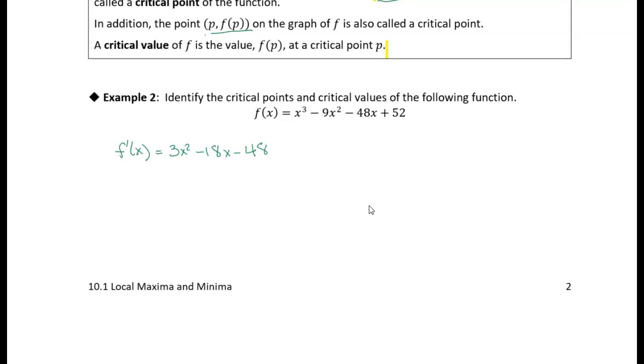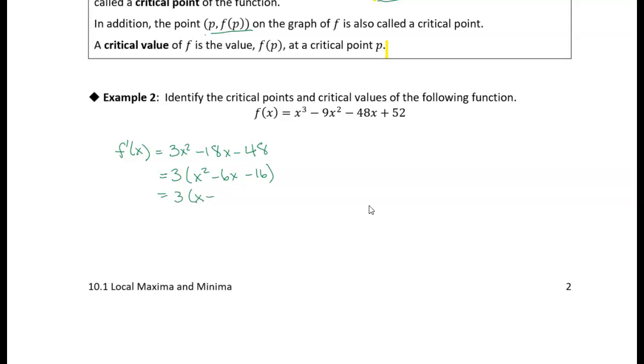So it would probably be a good idea to factor this thing. So the first thing I'm seeing is always this factor of 3. It's easier to work with smaller numbers. So I'm going to first of all factor out a 3. Okay, and then I have that. Now let's factor this quadratic here. Okay, so I'm looking for factors of negative 16 that add to negative 6.